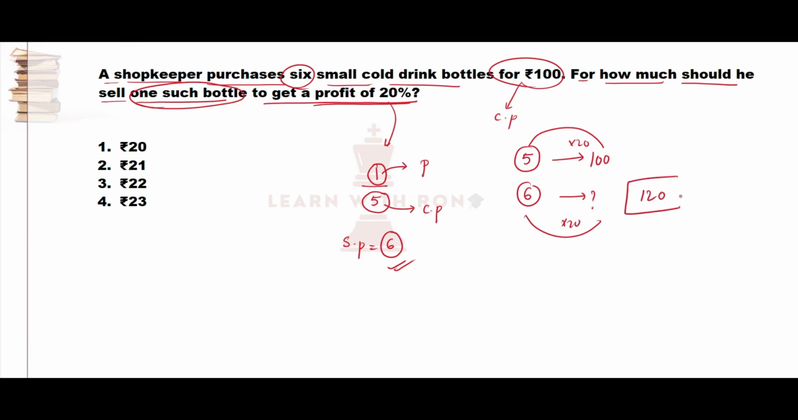This is the selling price of all the 6 bottles, but we want one bottle's price. So 120 by 6, which is 20 rupees per bottle, then we get a profit of 20%, which is option number 1 here. Let's hear the next question.